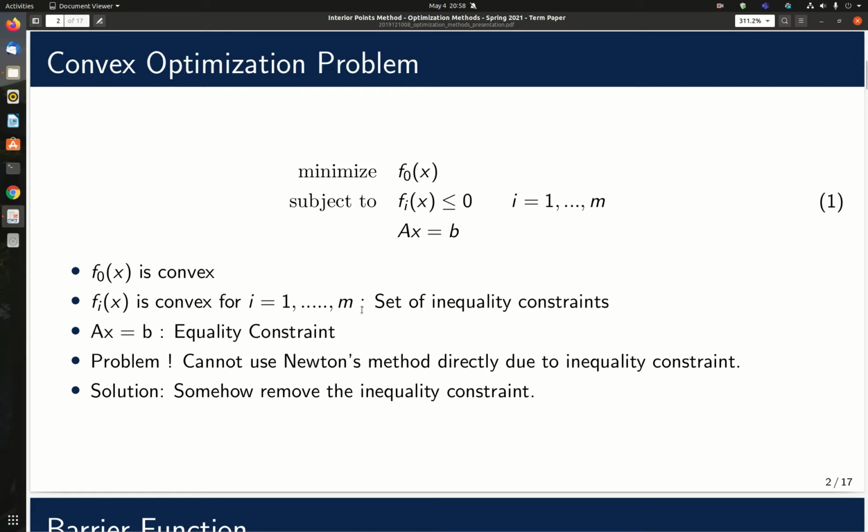But there is a problem. We cannot directly use Newton's method due to the inequality constraint, and therefore what we want to do is eliminate this inequality constraint in some fashion by including it in the original objective function, right? Also, without any loss of generality, we can convert a maximization problem to this form by just multiplying by -1. So this is the general form of the convex optimization problem.